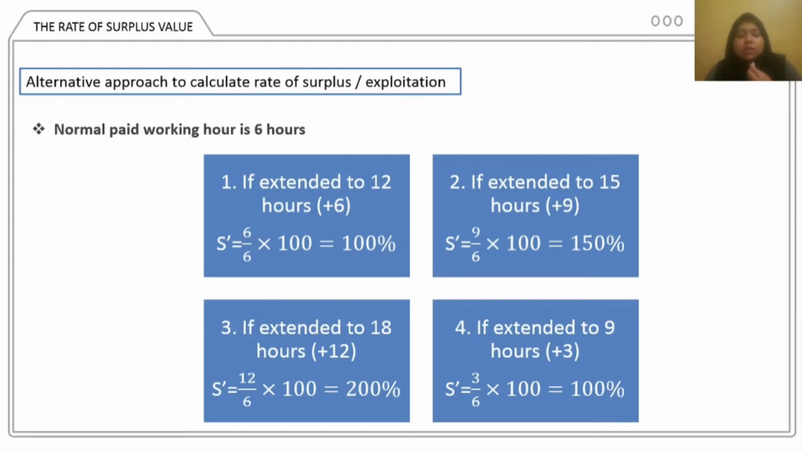For example 3, if you extend the working hour to 18 hours, it means you add another 12 hours, so you just divide 12 hours per 6, multiply by 100, and you can get 200%. Last example, if you extend to 9 hours, it means you just add another 3 hours. So 3 per 6 multiply by 100 and you can get 50%.